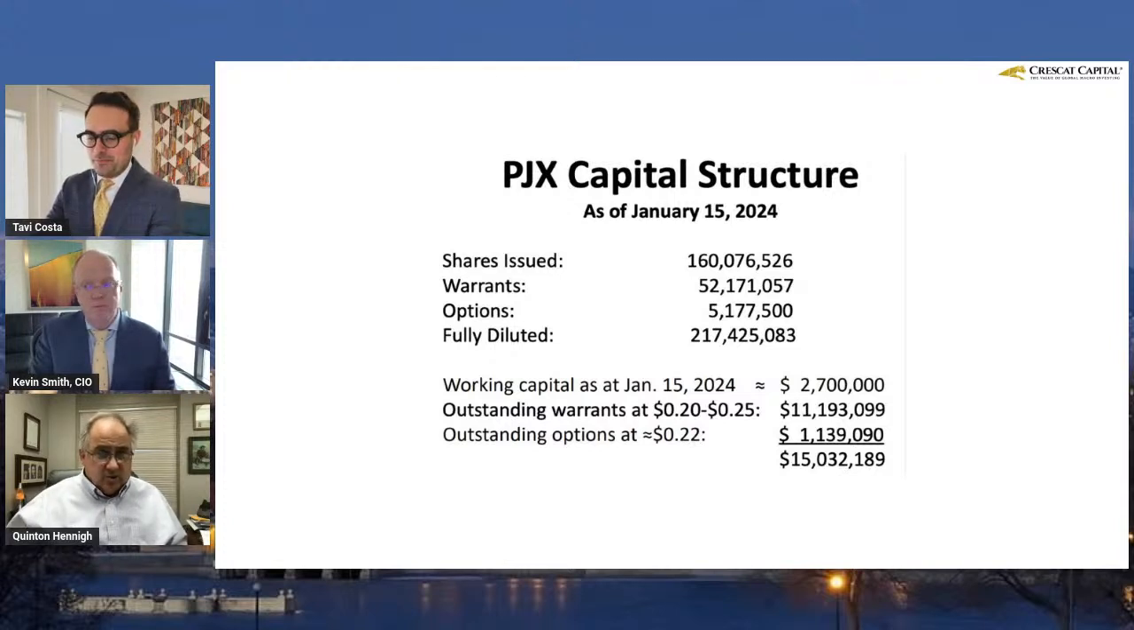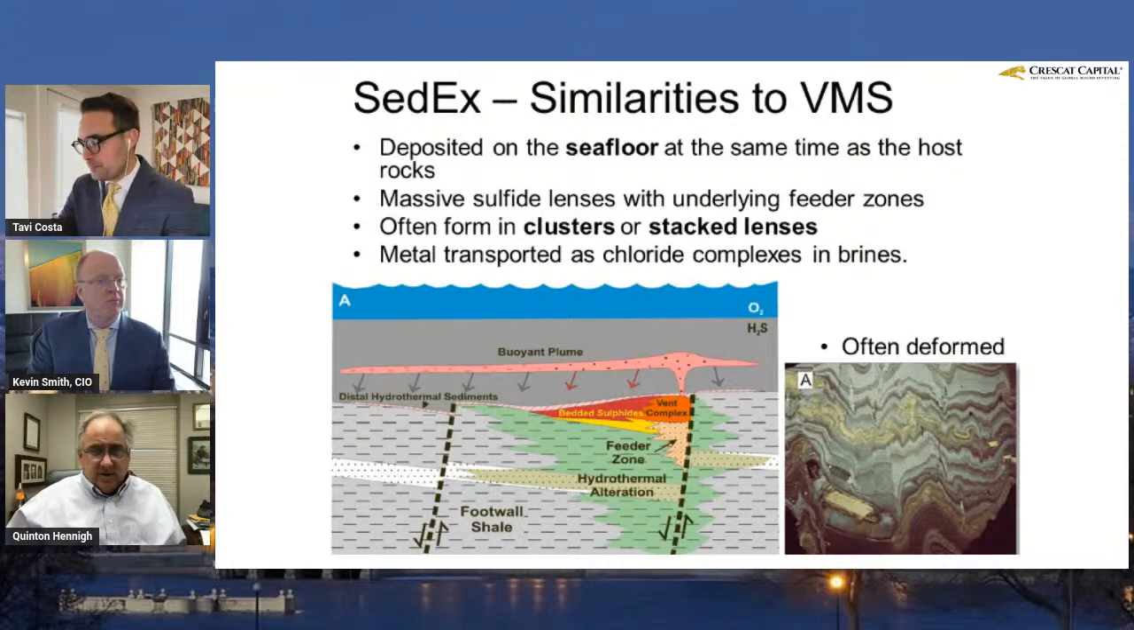Now this chart is a bit dated. I think soon they'll have an updated share cap table for everybody to look at, but it is what it is right now. It's trading, I think, 24, 25 cents, something like that. Let's go to the next slide. Canadian, by the way.